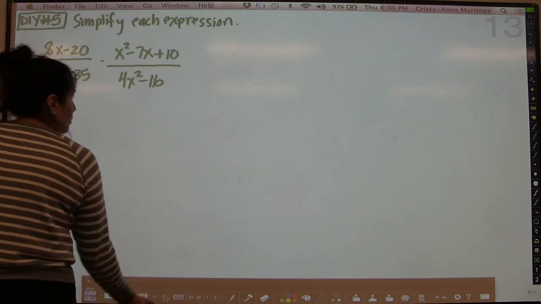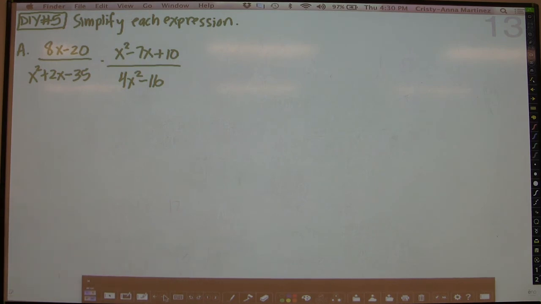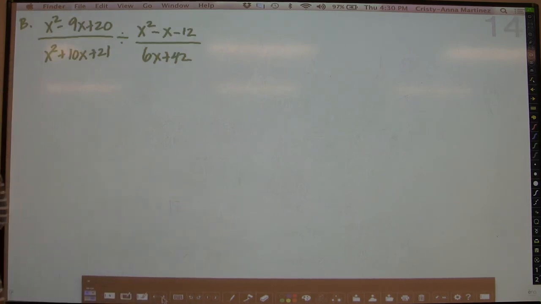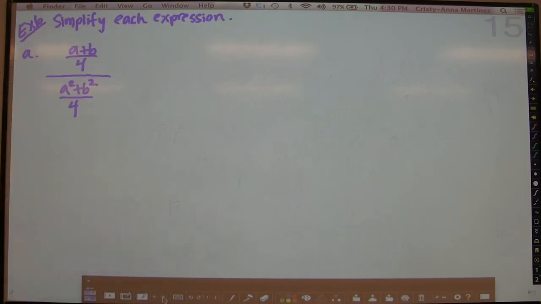All right? So now you can try this is part A of do-it-yourself number 5. And then this would be part B of do-it-yourself number 5. And then we're going to go to our last example, which is example 6.